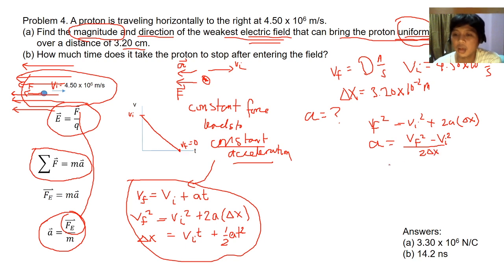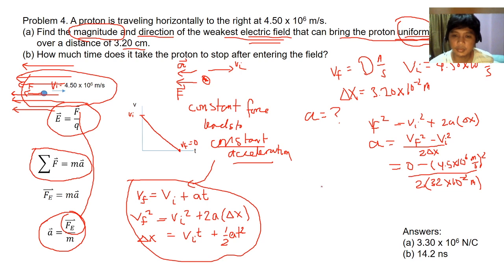Okay. Our velocity final is 0. Our initial velocity is 4.5 times 10 to the 6 meters per second. And we square that. And our displacement is 3.2 times 10 to the negative 2 meters. Once you manipulate this, you will get a negative value, which makes sense. Our object is moving to the right with a positive velocity. And we expect that the acceleration must be to the left because we want the object to slow down. And since the acceleration is to the left, it must hold a negative sign.